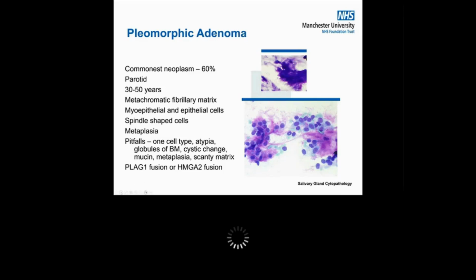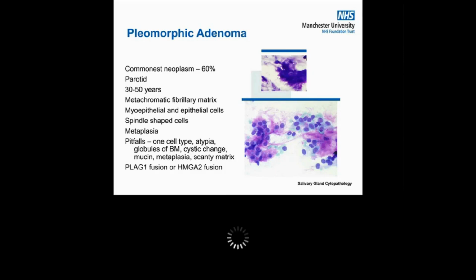So pleomorphic adenoma is the commonest salivary gland neoplasm, accounting for 60% of the neoplasms, and thankfully it is recognizable on salivary gland FNA. It is most common in the parotid and has a wide age range of patients.